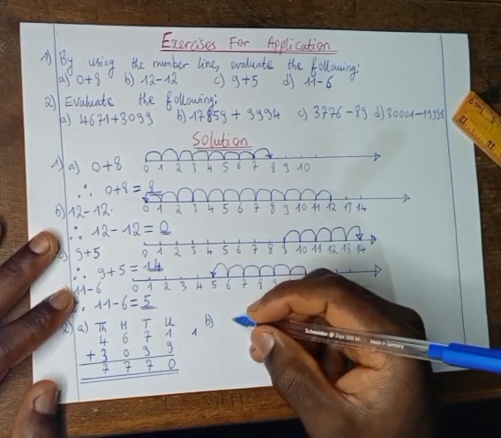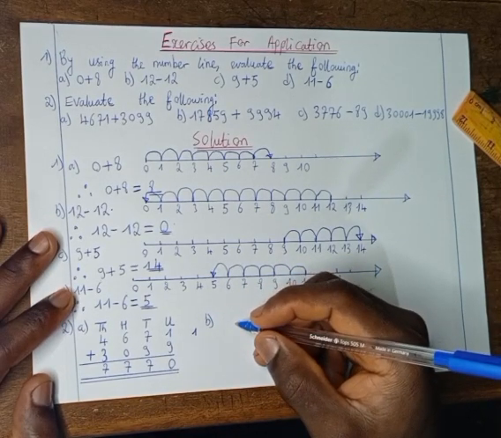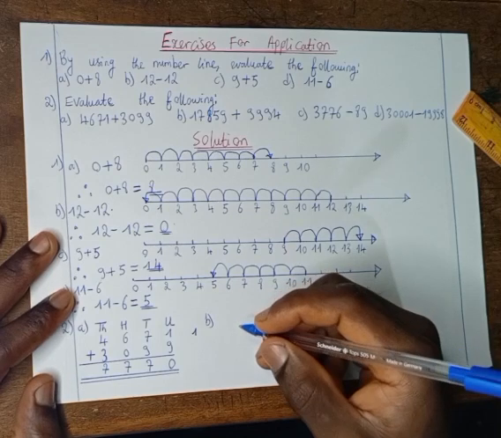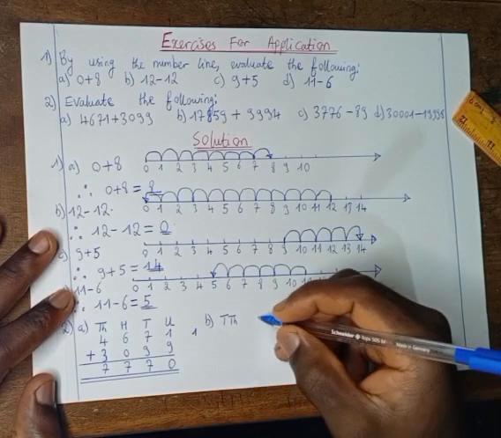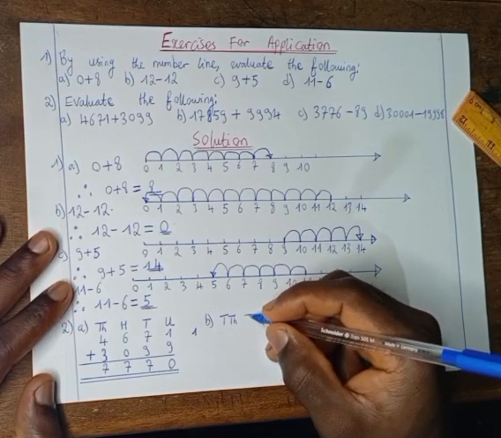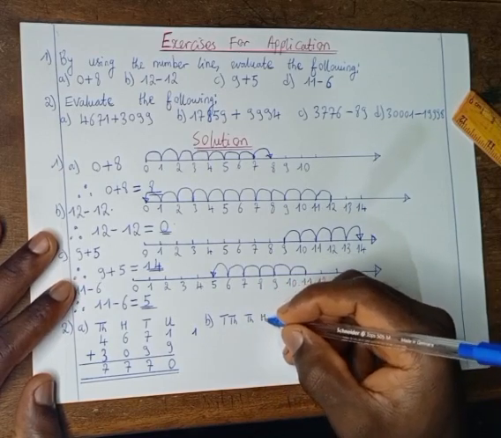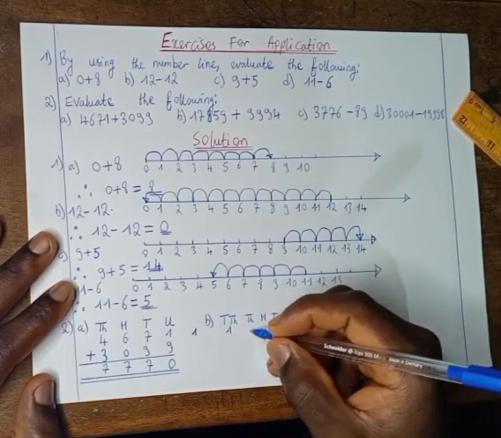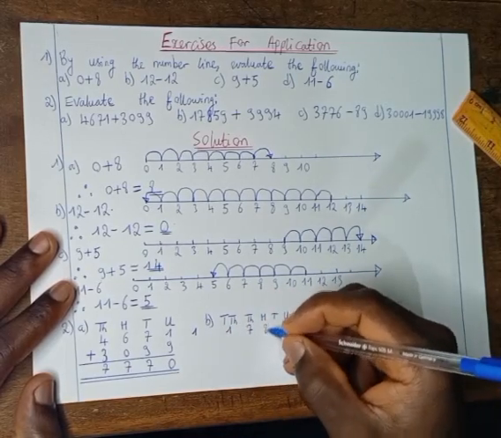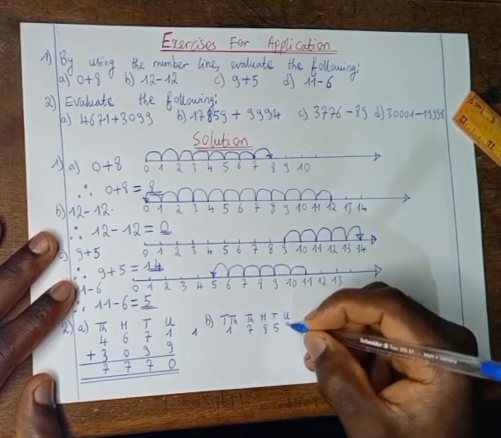Next, we go to B. We have the number 17,859. So in this case, we have tens of thousands as the highest place value. And next, we have thousands, hundreds, tens, units. So 1 will be here, 7, 8, 5, 9.